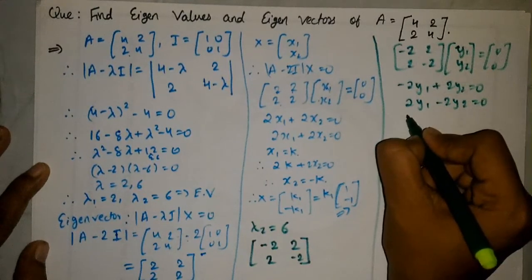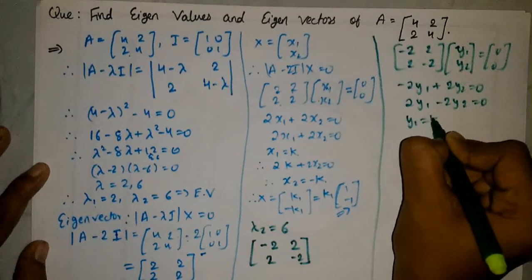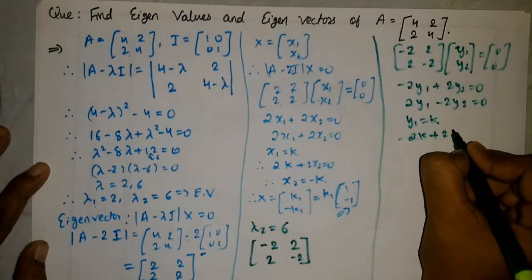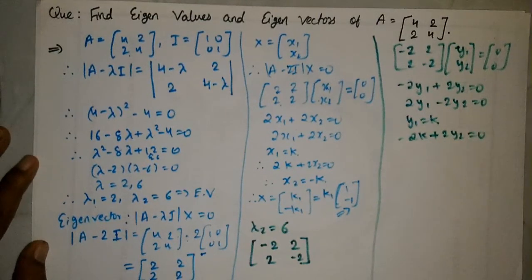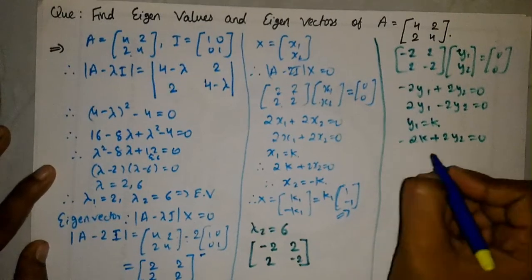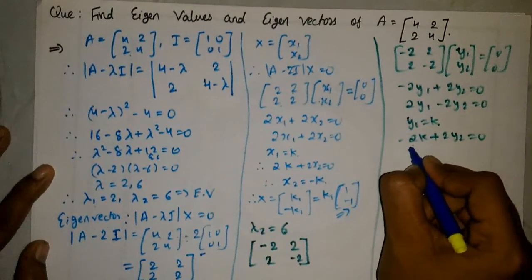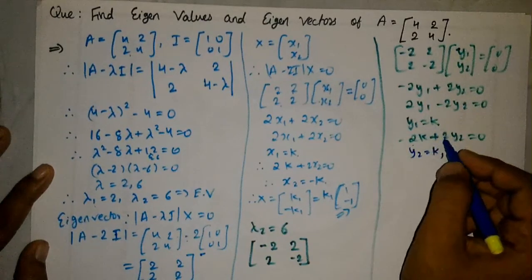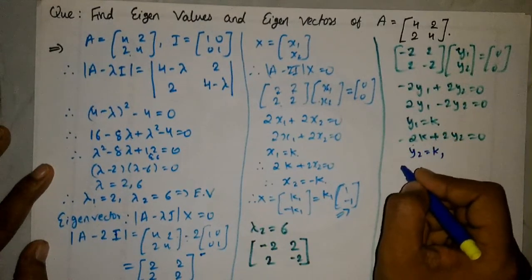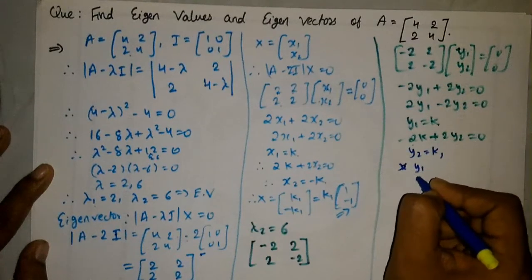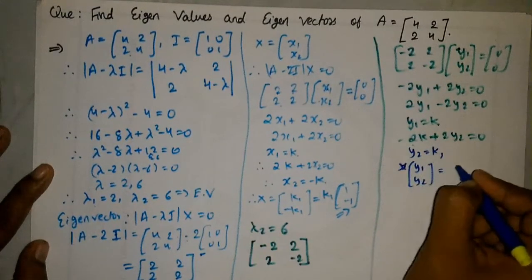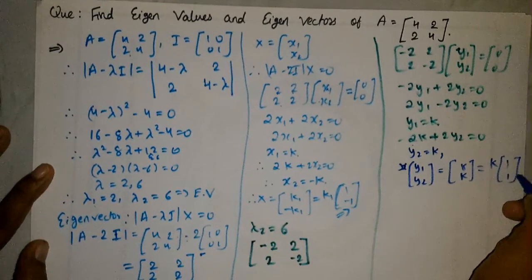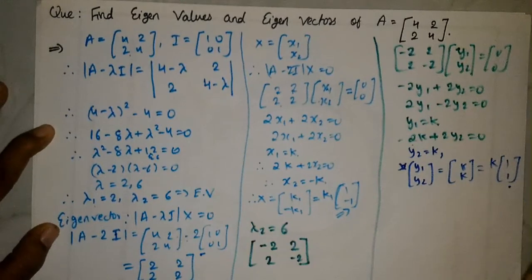So assuming y1 is equal to k, we get minus 2k plus 2 into y2 is equal to 0. Therefore, 2 is common and cancels, and y2 is equal to k. If we put y2 is equal to k and y1 is equal to k, we get the same value. So [y1; y2] is equal to k, and if we take out k common, we get [1; 1]. So this is our second eigenvector.